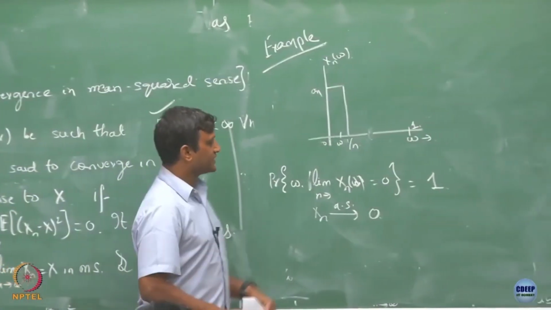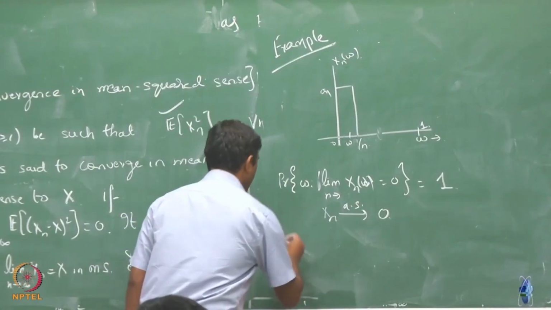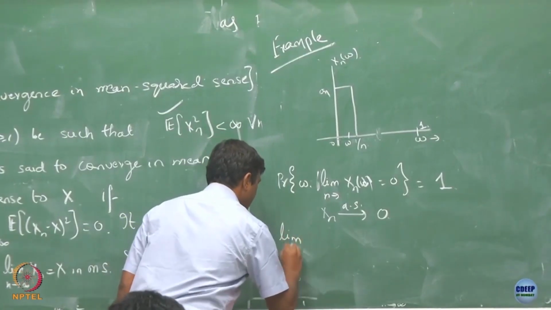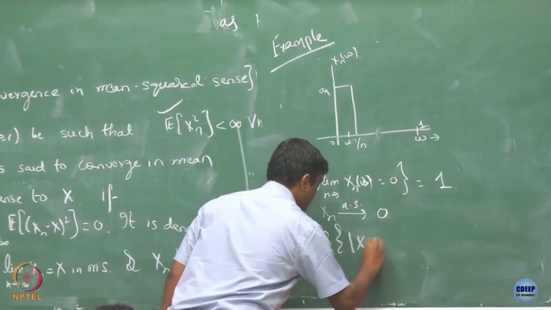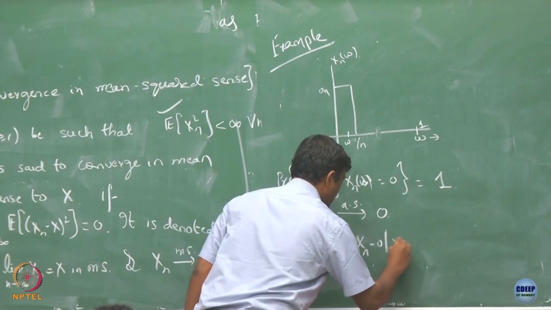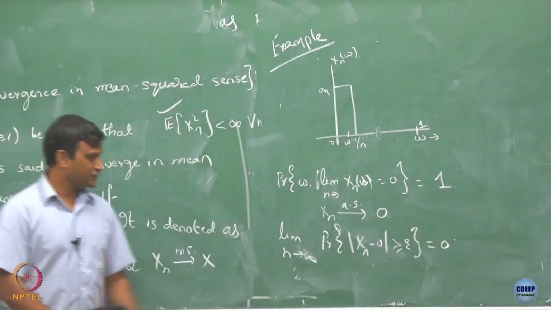Now what about its convergence in probability sense? What do I need to verify? I need to verify whether the limit as n tends to infinity of the probability that |xn - 0| exceeds epsilon is going to be 0. Is this true?